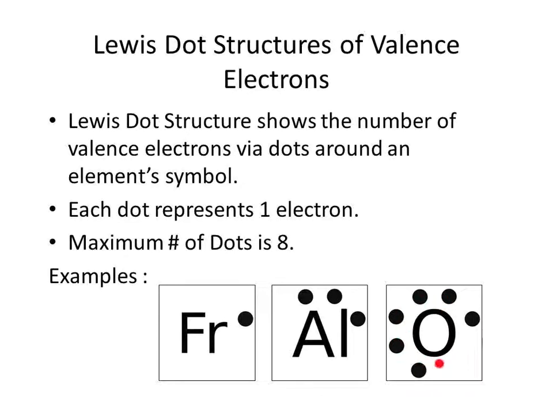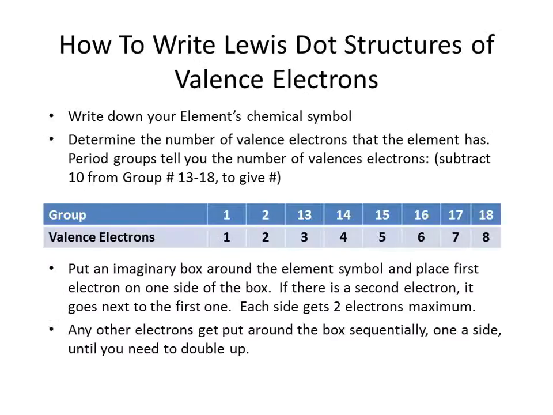Each electron is represented by a dot. The chemical symbol is in the middle, and then we represent the valence electrons only, the valence electrons only, by dots. So there's a pretty simple way to write Lewis dot structures for the valence electrons, and there are a lot more words on here than really how simple it is. You're going to write down your element's chemical symbol. You look it up on the periodic table if you don't know what that is.